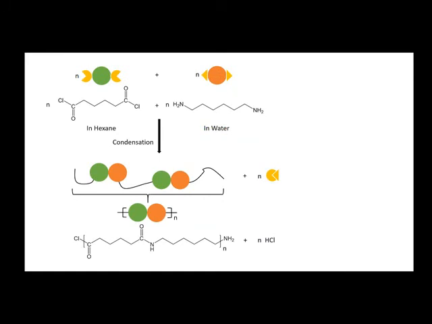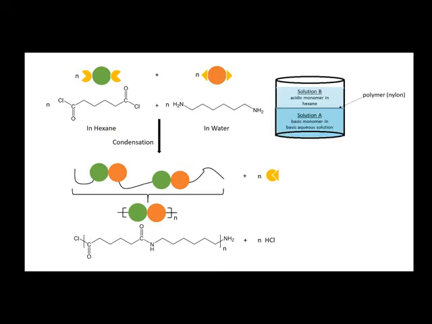Today, you will make nylon by an interfacial condensation polymerization. The basic monomer is soluble in water, and the acidic monomer is soluble in hexane. Remember, oil and water don't mix. The solution of the acidic monomer in hexane will sit on top of the aqueous solution, and nylon will form at the interface.